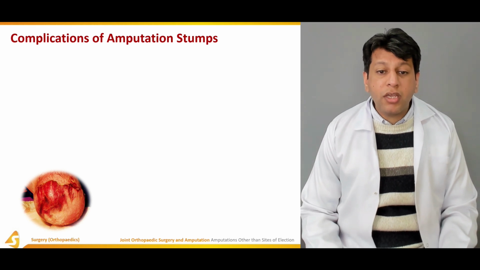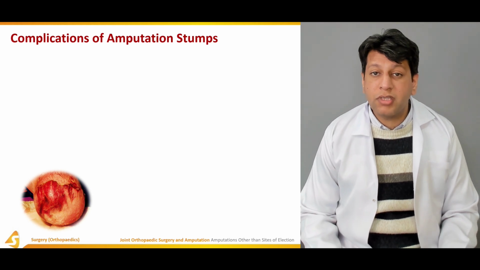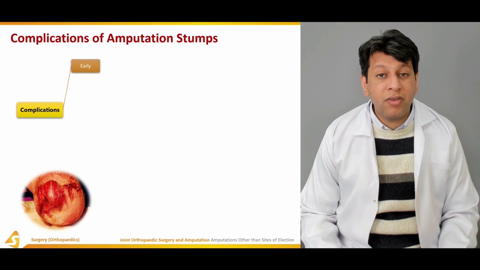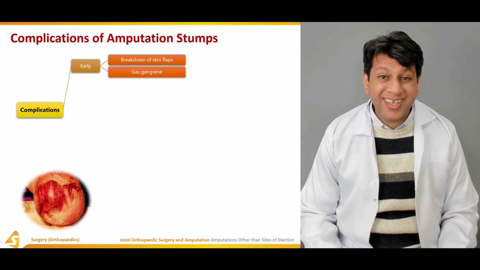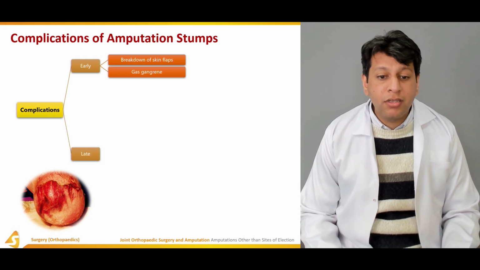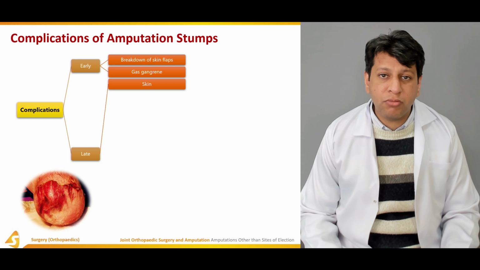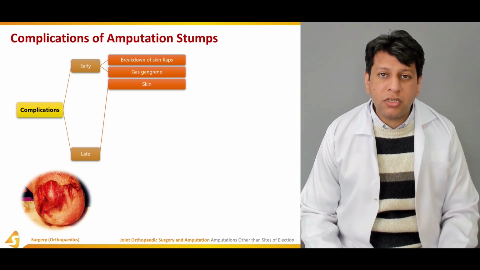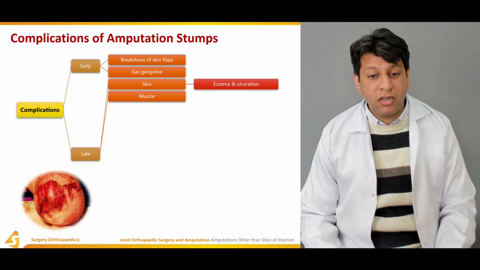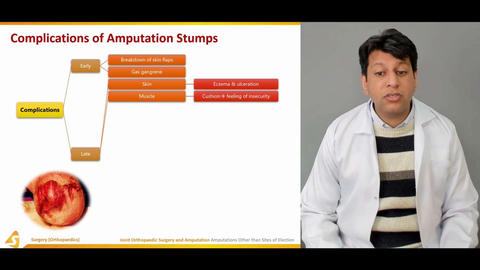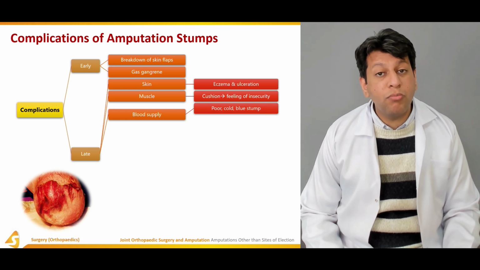Now coming to the complications of amputation stumps. Every surgery has some degree of complication, and the same is the case with amputation. Complications can be divided into early and late phases. Early ones include breakdown of skin flaps and gas gangrene, although that is a form of infection. Late ones include skin problems, which could be desquamation, the prosthesis impinging on the skin leading to a wound or problematic areas, eczema or ulceration. There could be muscle problems such as squishing or a feeling of insecurity. There could be blood supply problems with the stump, which could be a poor, cold, or blue stump.